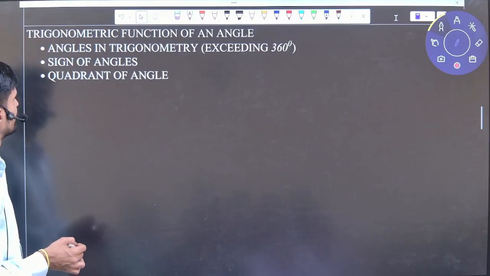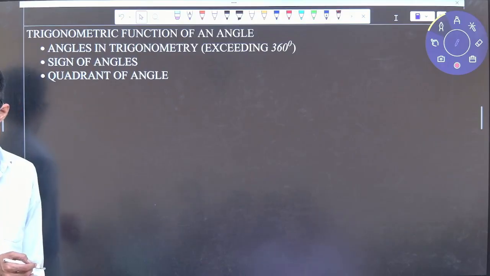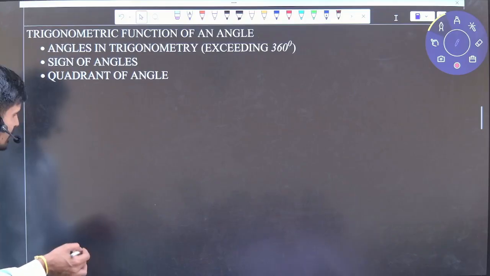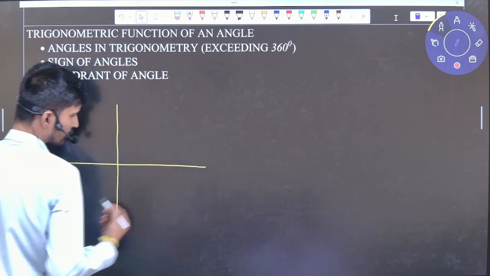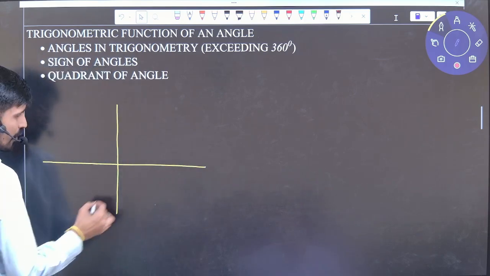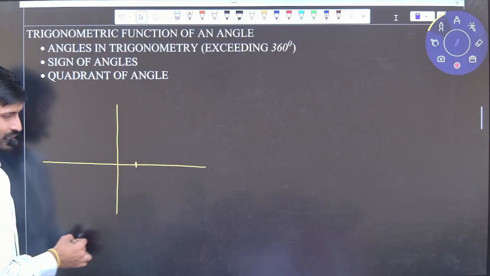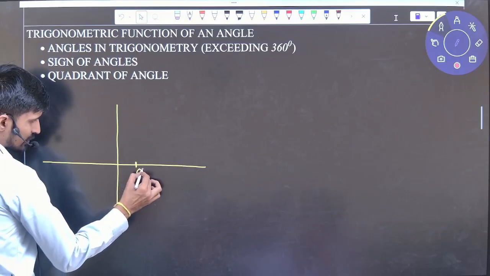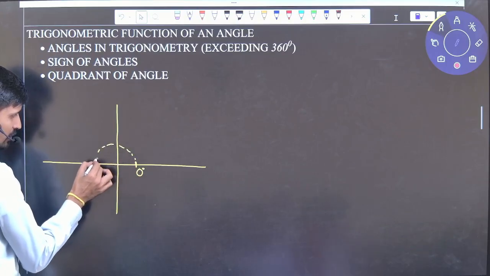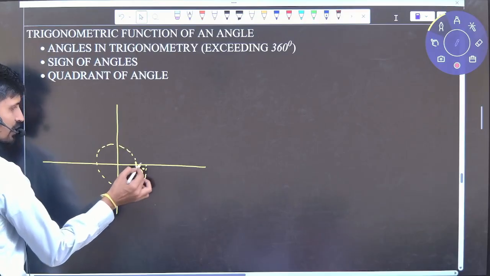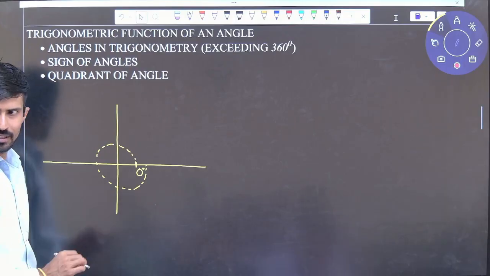First topic is angles in trigonometry exceeding 360 degree. Okay, now say this. Suppose you are standing here. Okay, that position is 0 degree. Suppose you made a complete one rotation and you reached here. Again you reached at 0 degree, na? Again you reached at 0 degree.